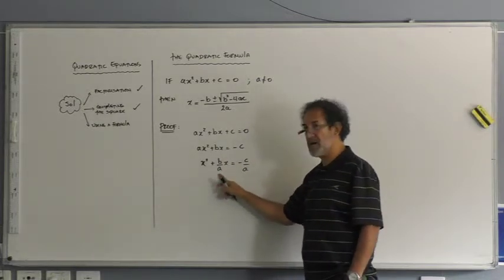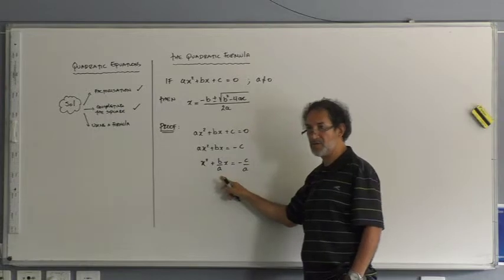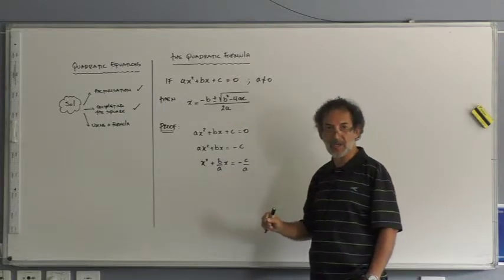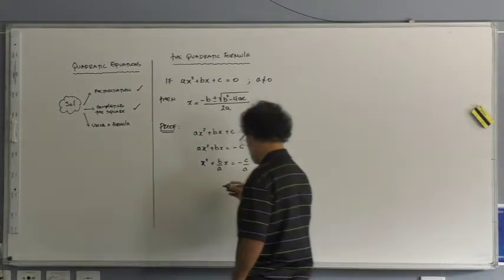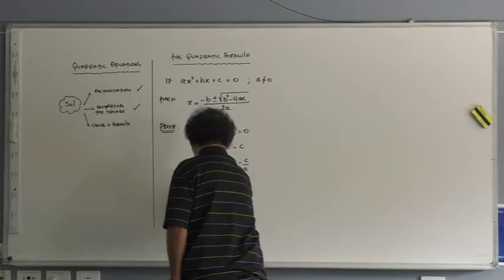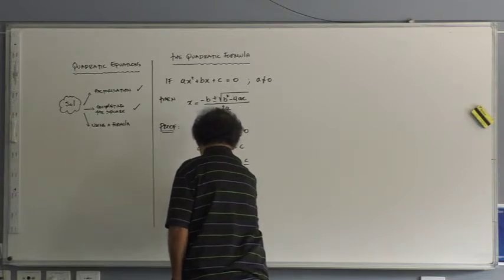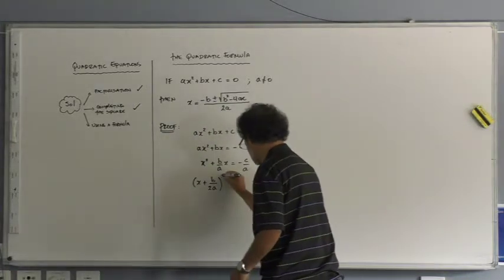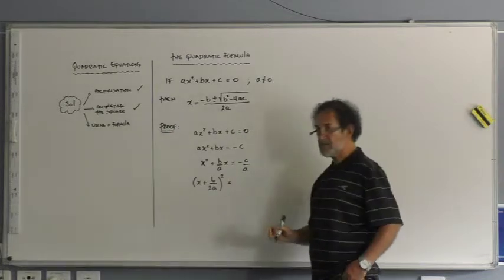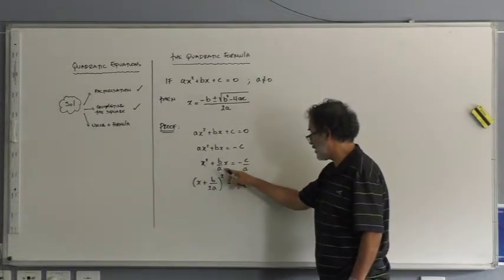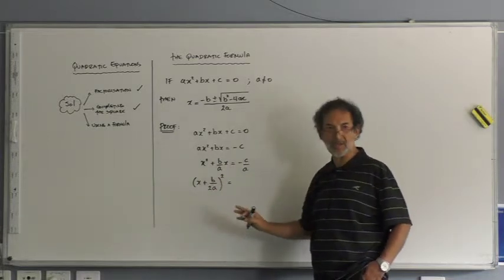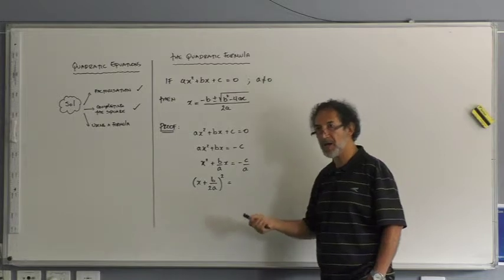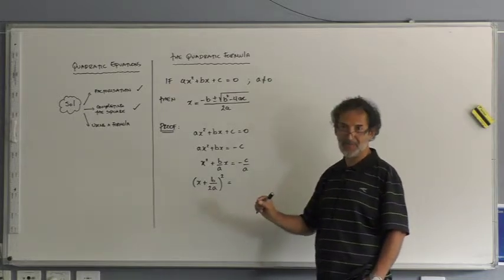I said that we are going to divide this b over a by 2, which is the same as multiplying it by a half. And if you multiply this by a half, what is the answer? Okay, so we're going to have x plus b over 2a, and then squared. All I did is multiply b over a by a half, so the answer is b over 2a. Multiplying by a half or dividing by 2 is the same thing.